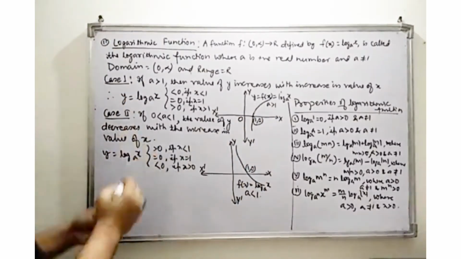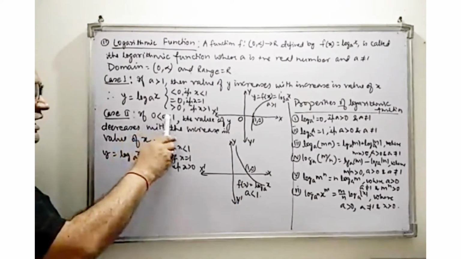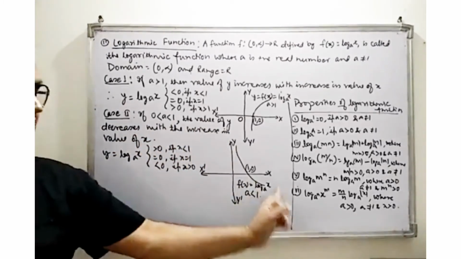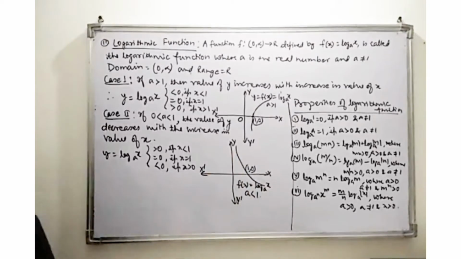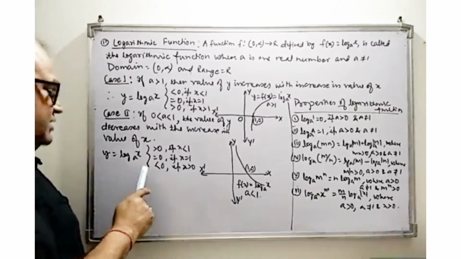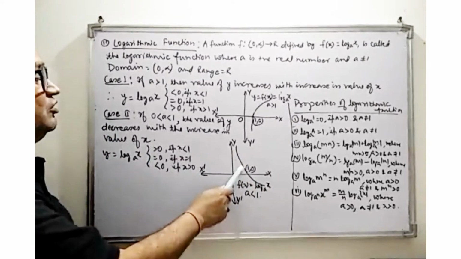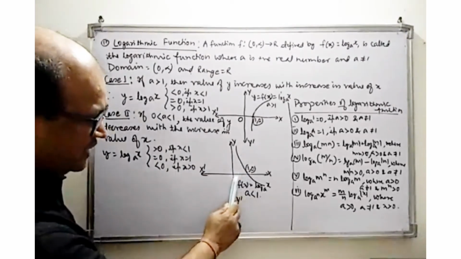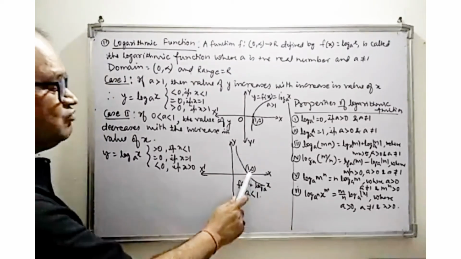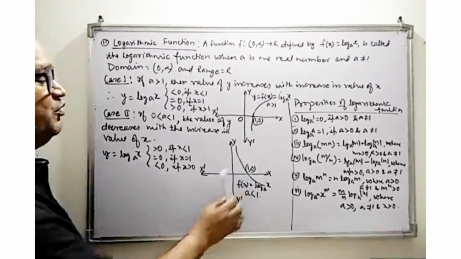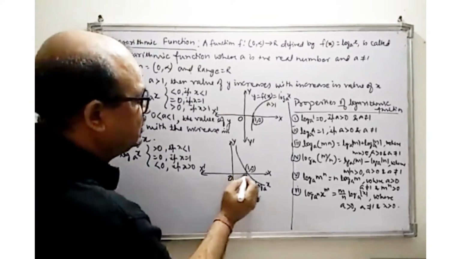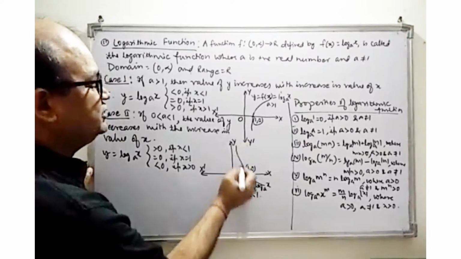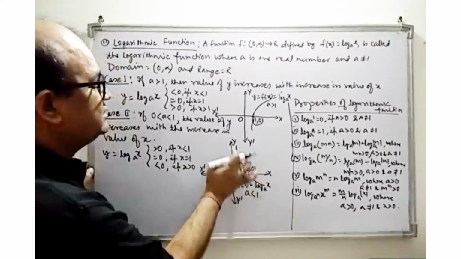Second case, if a lies between 0 and 1, the value of y decreases with increase in the value of x. How is it? y = log x to the base a is greater than 0 if x is less than 1. It is equal to 0 if x equals 1. See, at this point it is equal to 0 when x is 1. And if x is less than 1, it is greater than 0.